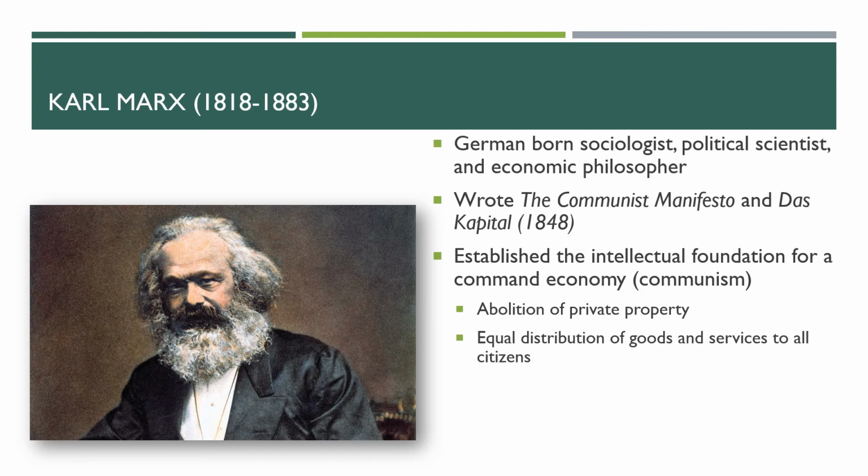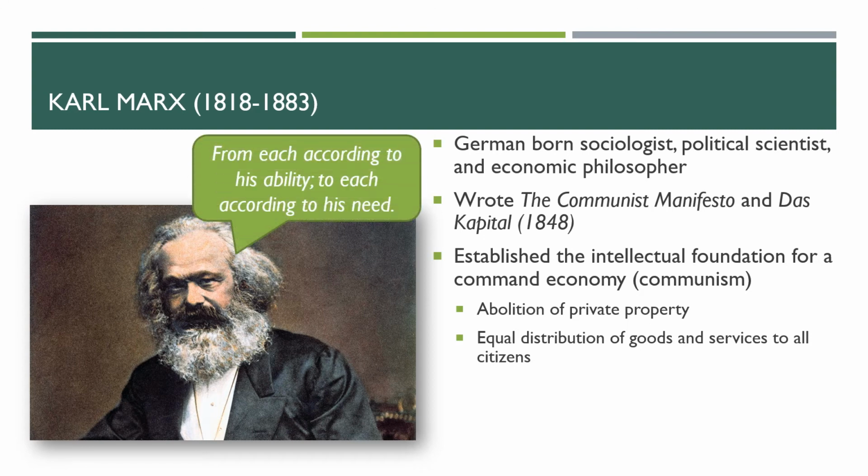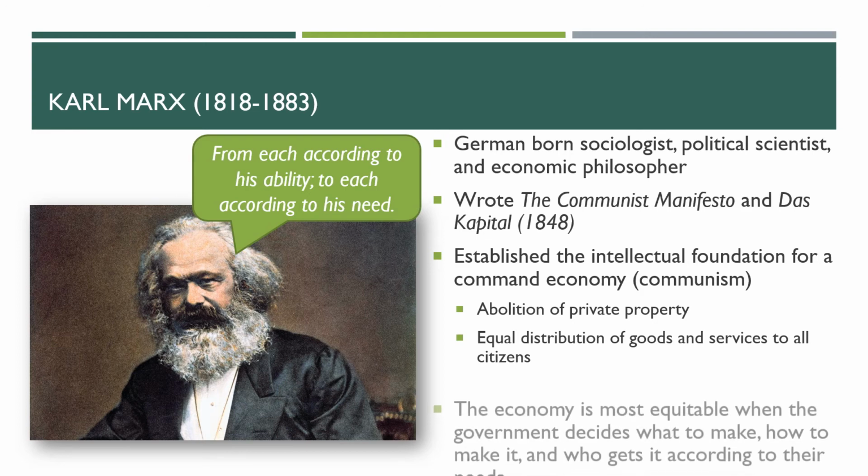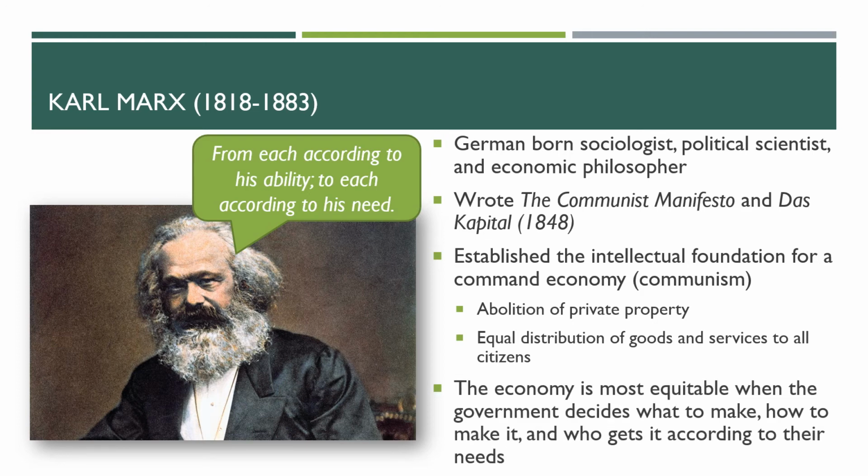The way Karl Marx used to describe it is he would say, "From each according to his ability and to each according to his need." He was German, so that's how he talked. And so the main idea of Karl Marx is that the economy is most equitable, and you'll notice that that's different than the word efficient, but the economy is most equitable when the government decides what to make and how to make it and who gets it according to their people's needs.